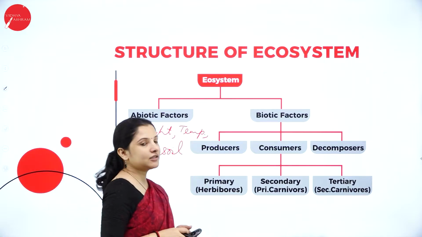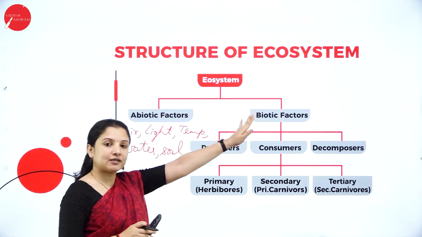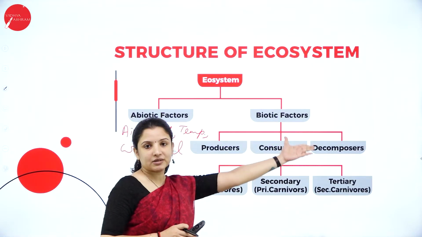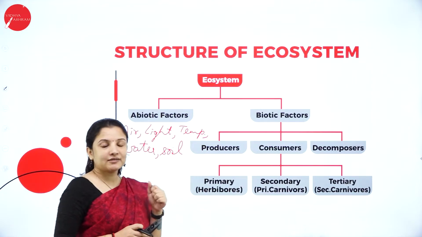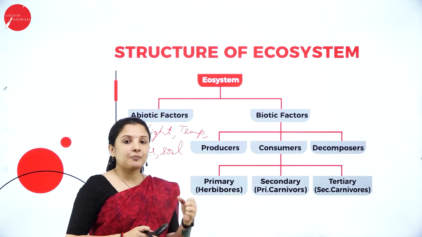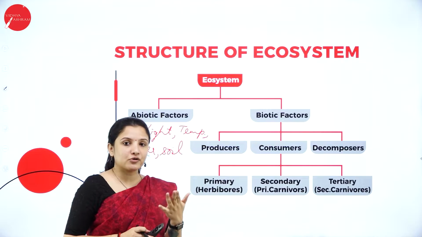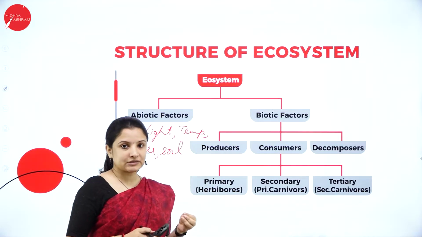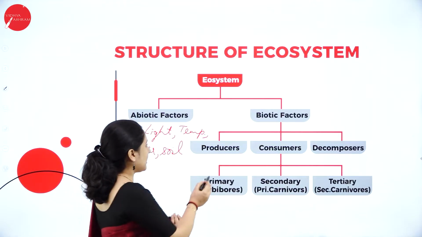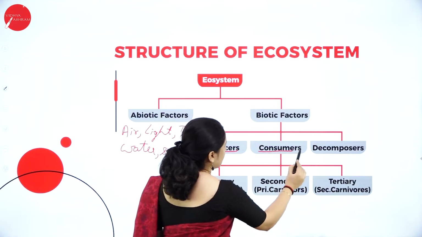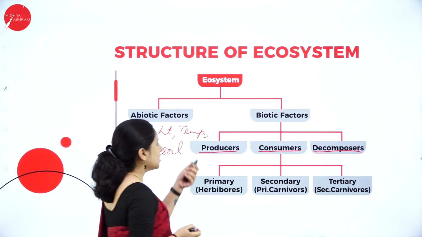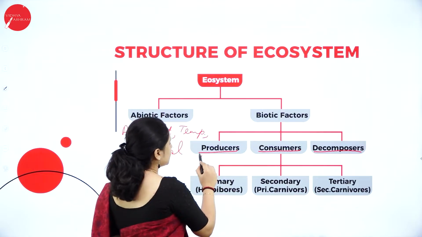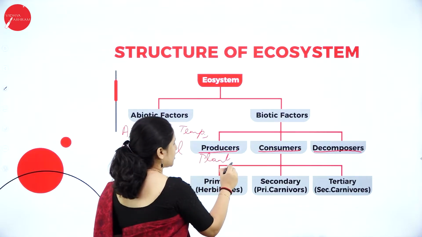Next, biotic factors. These biotic factors are nothing but the living organisms. They are divided into producers, consumers, and decomposers. When I say producers, it means they produce something, right? They produce energy by deriving energy from the sunlight. So we have the producers, then the consumers and the decomposers. Under the producers, the best example is the plants. The green plants will be the producers.